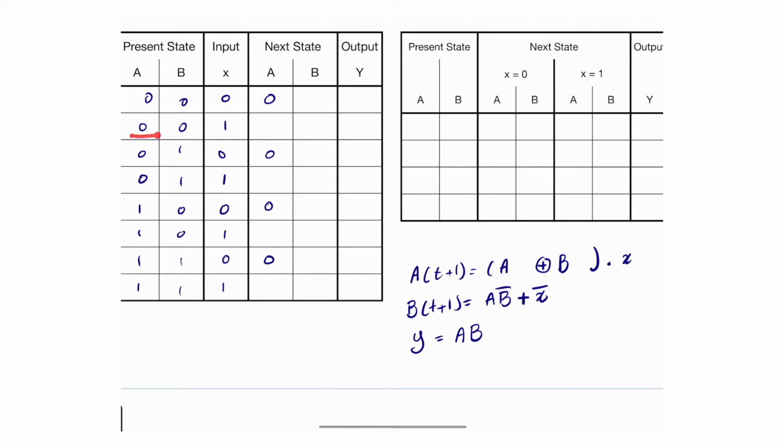And these are just the XOR of A and B. So in this particular case, it'll be 0. And this here, it'll be 0 and 1. That means the output is 1. This is 1, and this is 0. And now I figured out what the next state of A is based on the state equation for A.